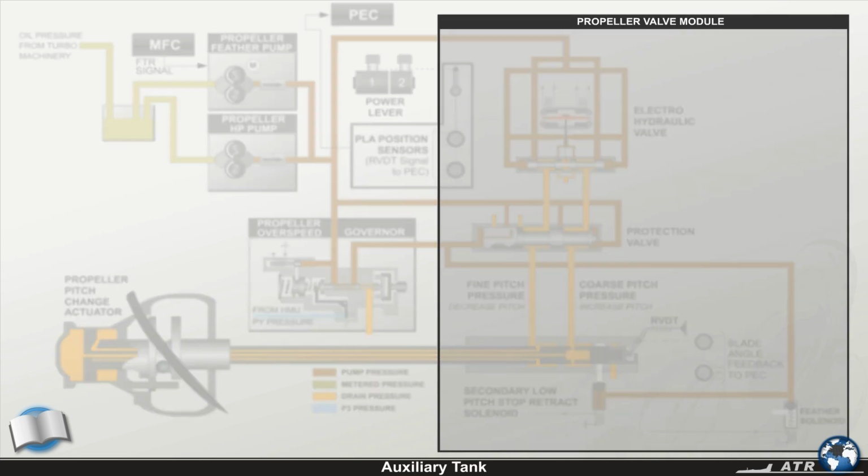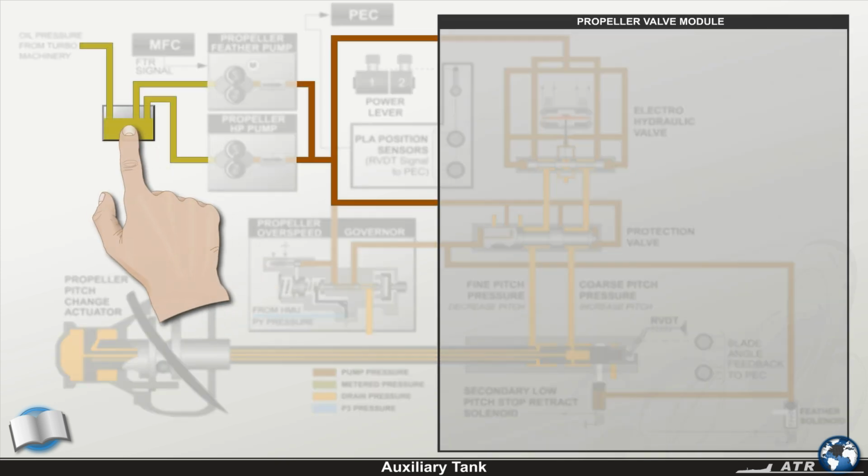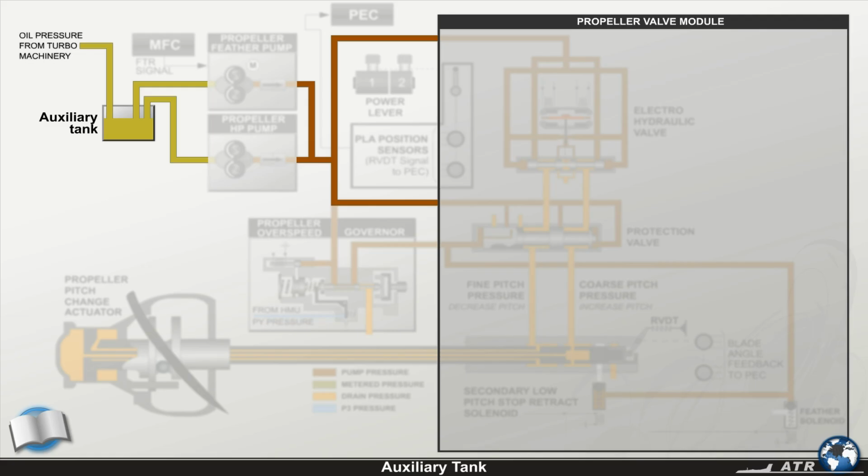The PVM is supplied with oil under pressure from the auxiliary tank, which is an integral part of the propeller gearbox. This tank is pressurized, fed with oil from the engine lubrication system, and is always filled even if the engine is shut down. The oil from the tank supplies a mechanical high-pressure pump and an electrical feathering pump.